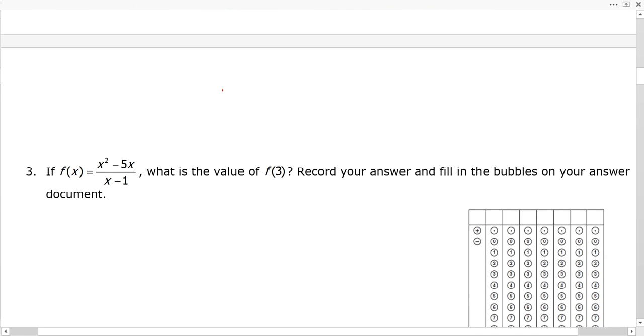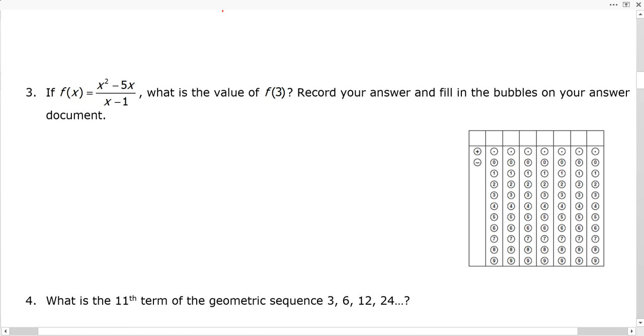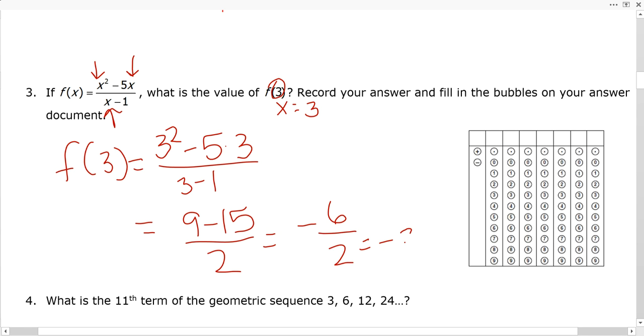Okay, number 3. We're putting a value in for f at 3. Remember, this is x, so x equals 3. So every place we have an x, we're putting in the number 3. So we have f at 3 equals 3 squared minus 5 times 3 divided by 3 minus 1. So we have 9 minus 15 over 2 is -6 over 2, which is -3.